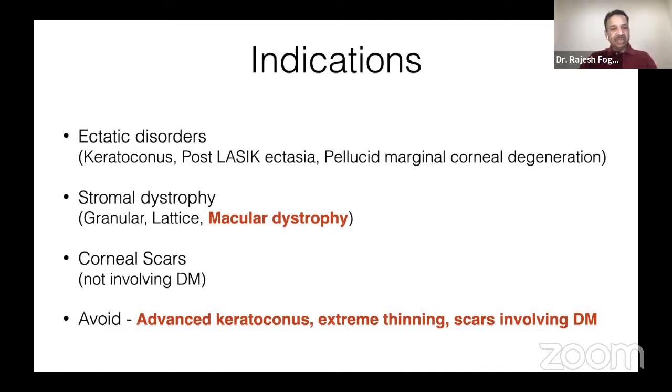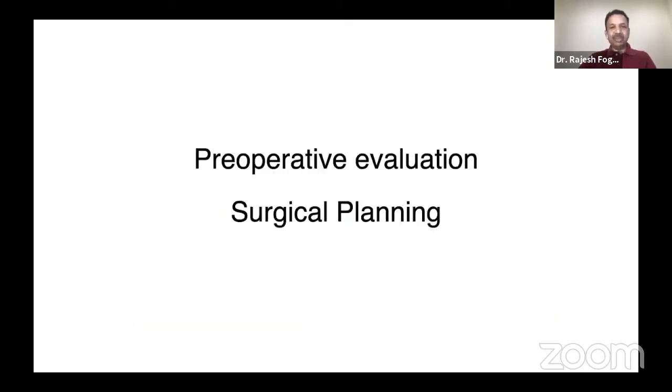So in terms of air injection, I usually avoid it in very advanced keratoconus where the cornea is thinner than 250 microns at the apex, or where there are scars involving the Descemet's membrane. Basically, in advanced keratoconus, the pre-Descemet's layer is already stretched quite a lot. And there, if you try to inject air and stretch it more, the chance of a type 2 bubble or a spontaneous rupture is much higher.